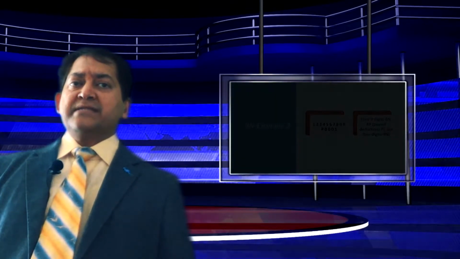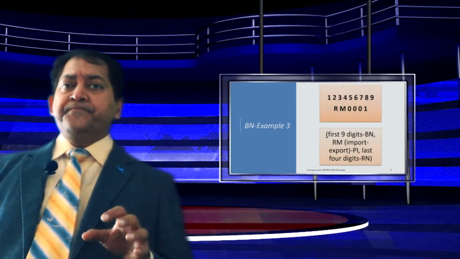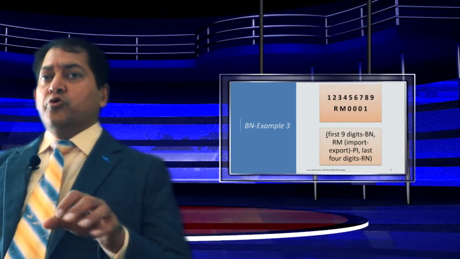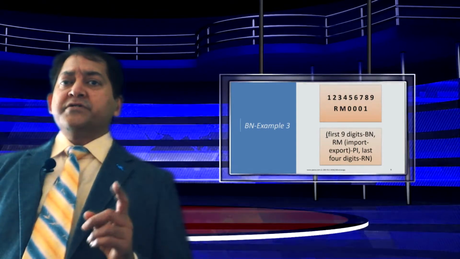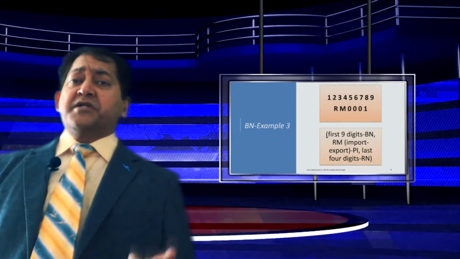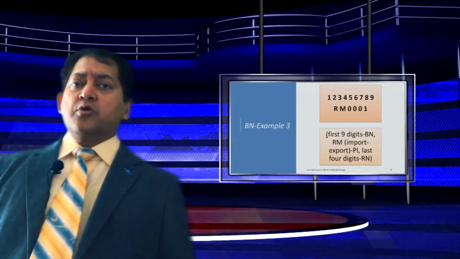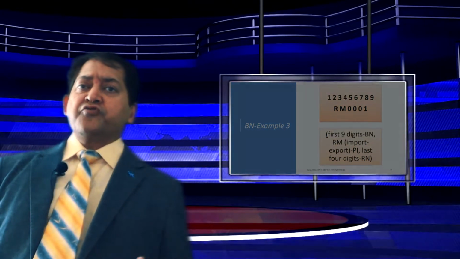Now we move to the next example. In this example, again, the first 9 digits pertain to your business number, and RM is the program identifier. It's for imports and exports. If somebody is an importer and exporter, they would probably apply for this code. And the last 4 digits, that is 0001, are the reference number.